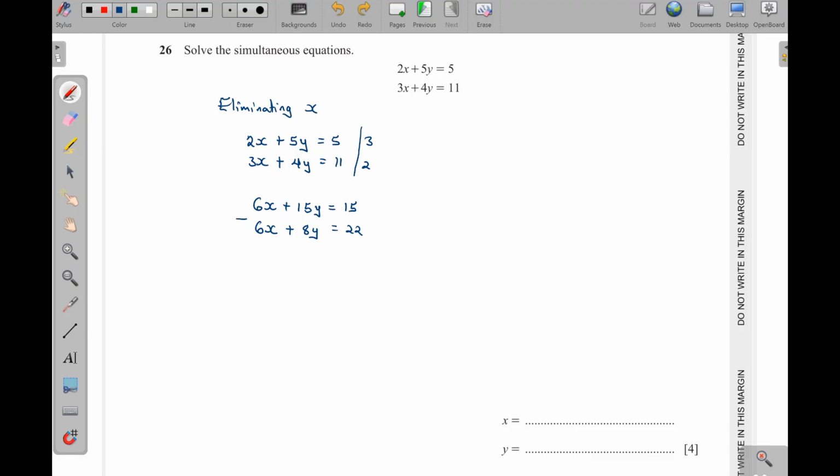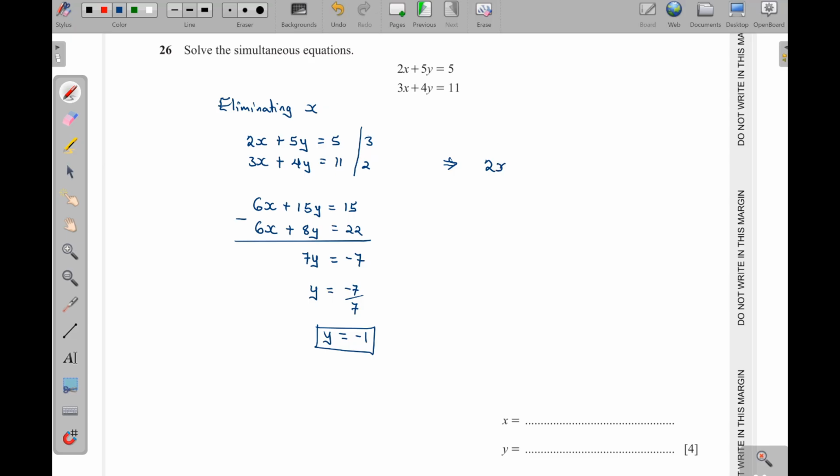Okay. All right, now let's subtract. So of course this one disappears. Now 15 minus 8, you get 7. So this one will give us 7y. And then here 15 minus 22, that's a negative 7. So meaning y will be equal to negative 7 out of 7. And this one gives us a negative 1.